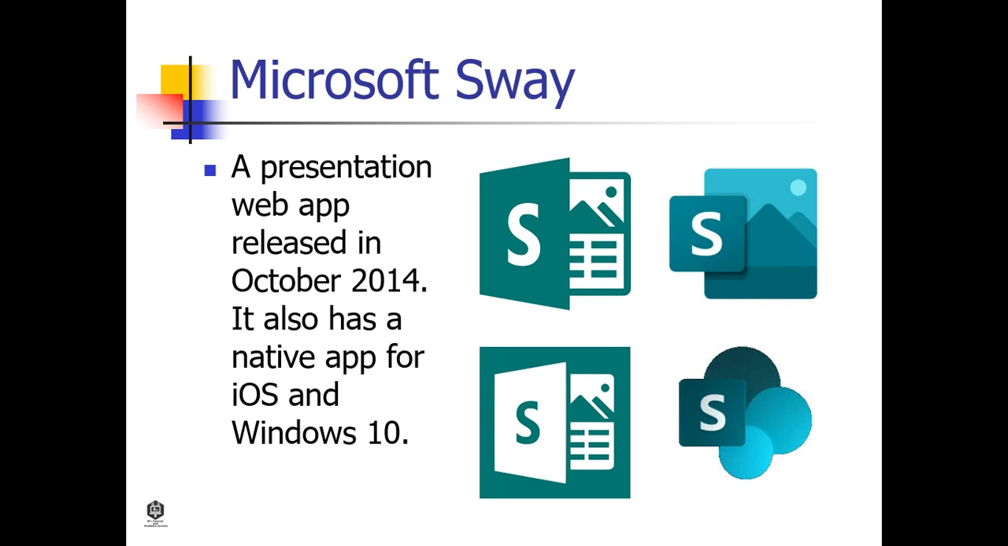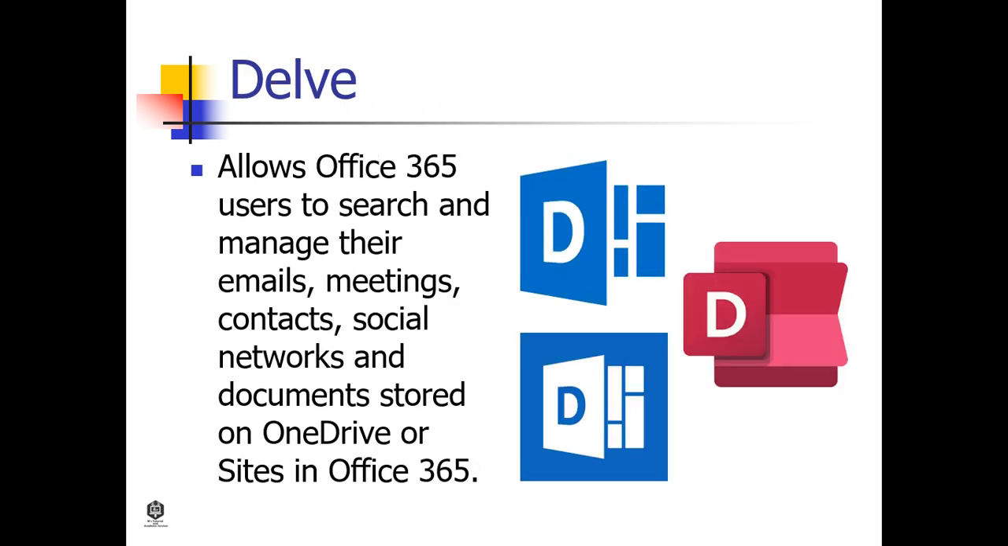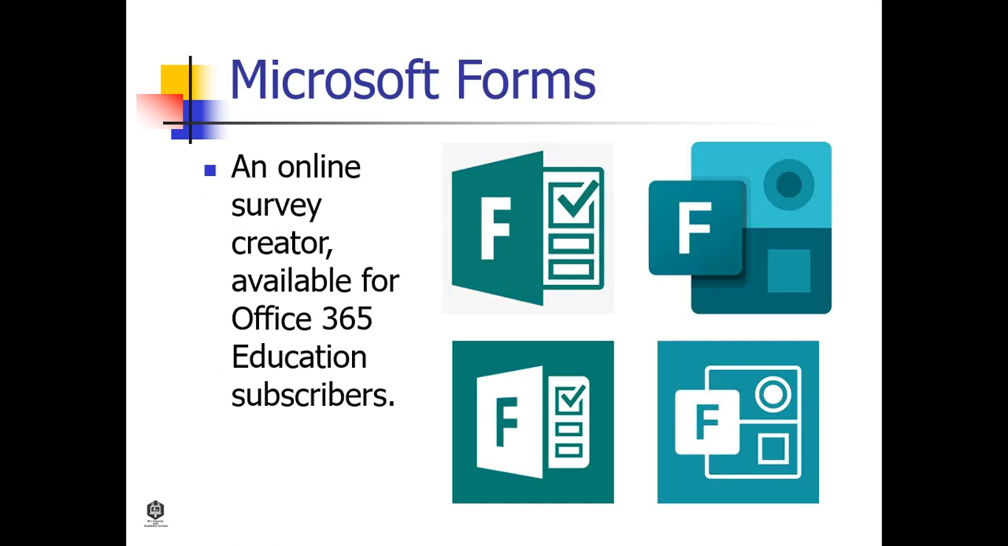Let us discuss first the Microsoft Sway. Microsoft Sway is a presentation web app released in October 2014. It also has a native app for iOS and Windows 10. Delve allows Office 365 users to search and manage their emails, meetings, contacts, social networks, and documents stored on OneDrive or sites in Office 365.